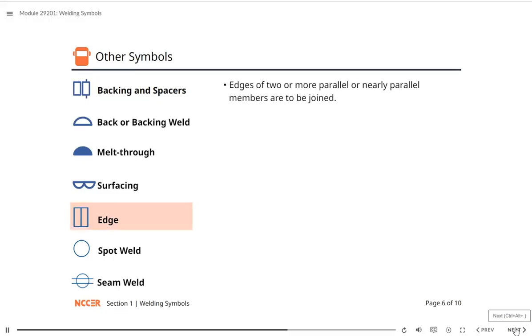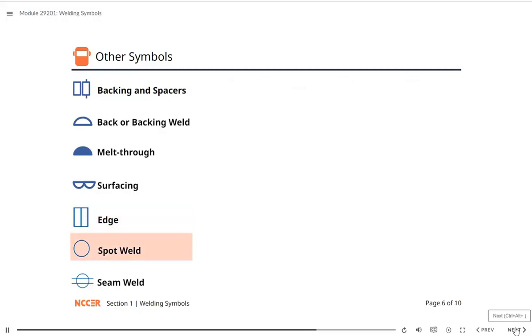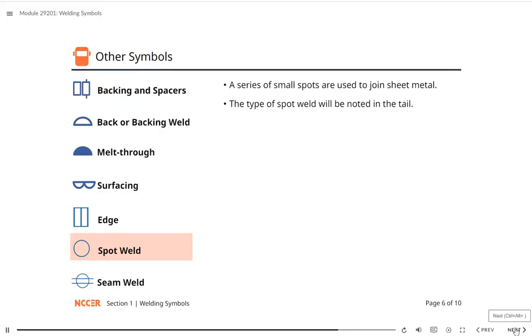According to the AWS, edge welds join the edges of two or more parallel or nearly parallel members. Spot welding uses a series of small spots of weld to join sheet metal. The type of spot weld will be noted in the tail of the welding symbol, and the size of the spot will be shown to the left of the spot weld symbol.